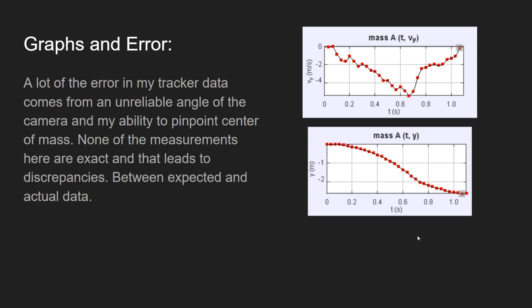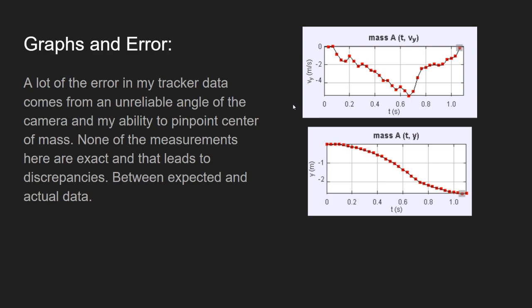So here are my graphs. There is a lot of error. The position graph looks very nice, but the velocity graph doesn't, which is sort of to be expected because velocity is a derivative, so the errors will be more apparent. One of the main things that makes it unreliable is that I'm pinpointing my center of mass, which is obviously extremely inaccurate. More than that, the camera angle is not perfect.